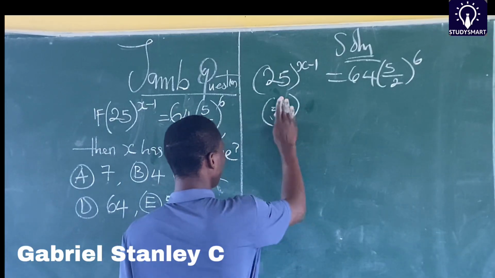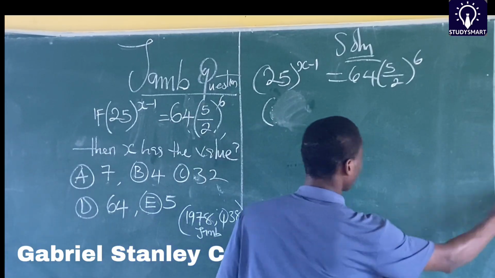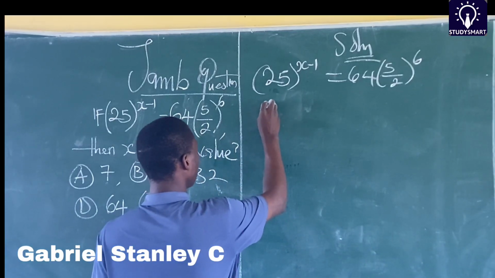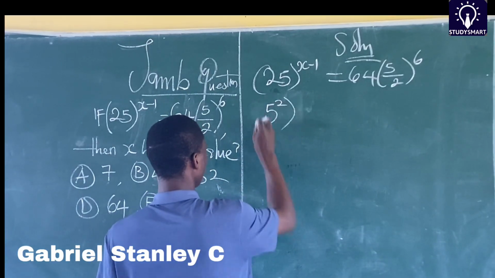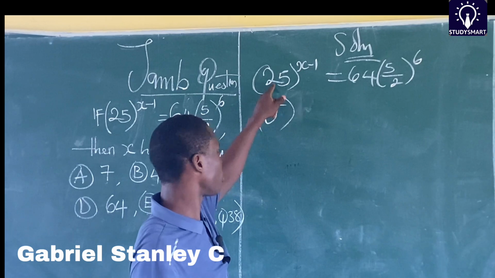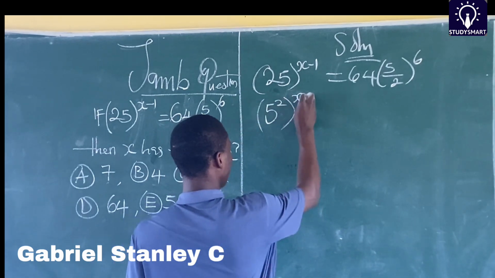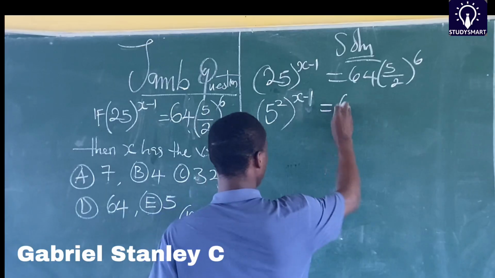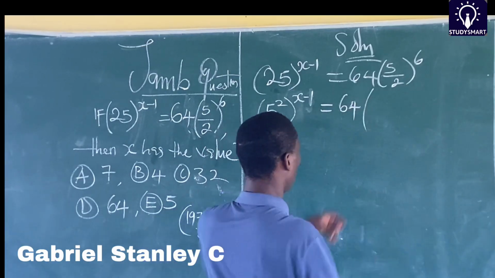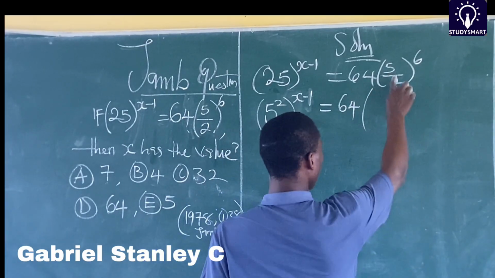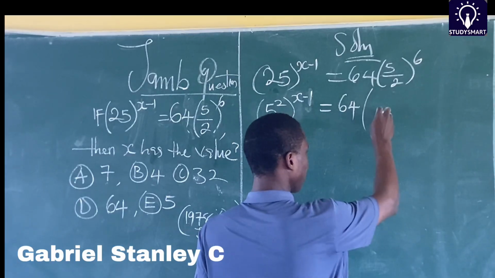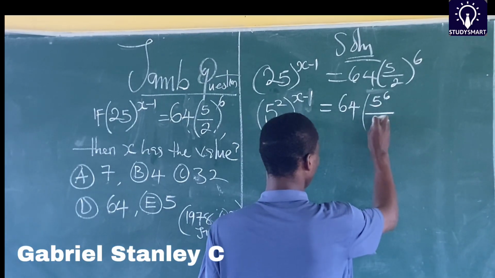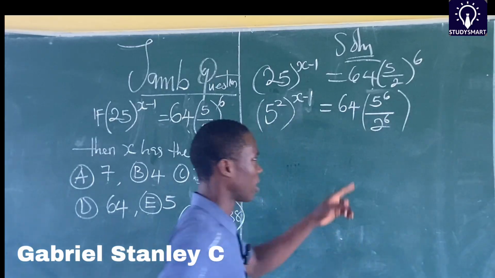So this becomes 5 raised to power 2, 5 times 5, that's what it means, which is still 25. I have my x minus 1 here equal to 64. Right, so what this thing means is 5 raised to power 6 over 2 raised to power 6. So let's simplify it. 5 raised to power 6 over 2 raised to power 6. So that's what it means.